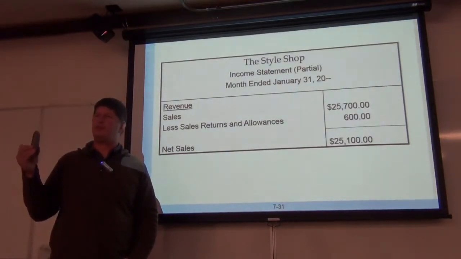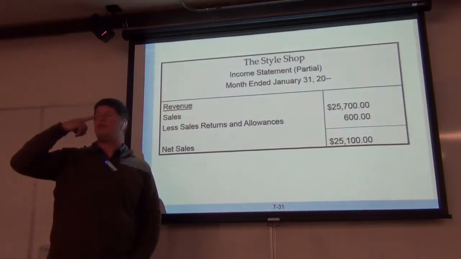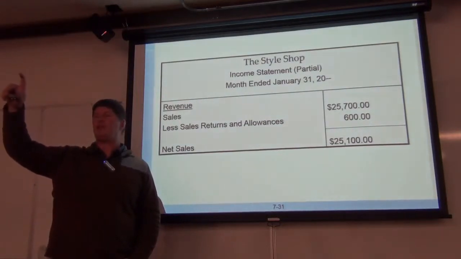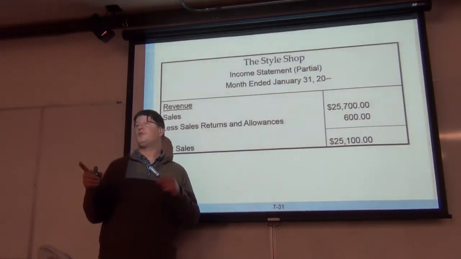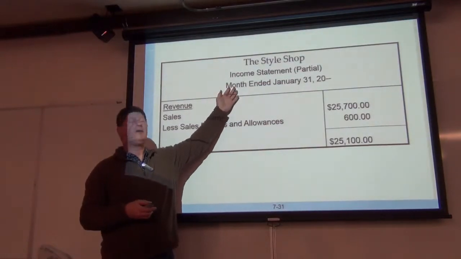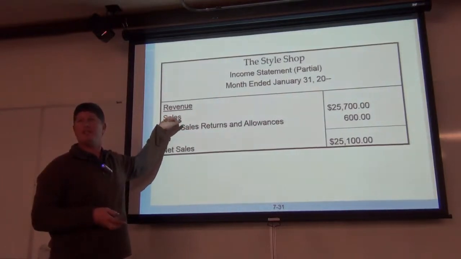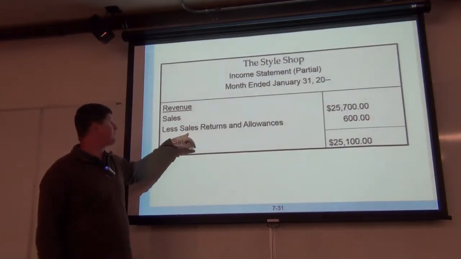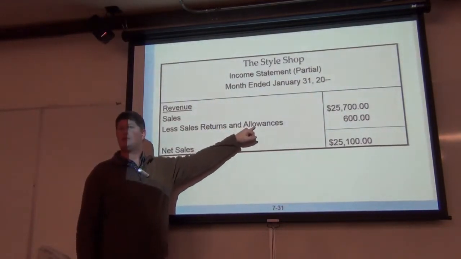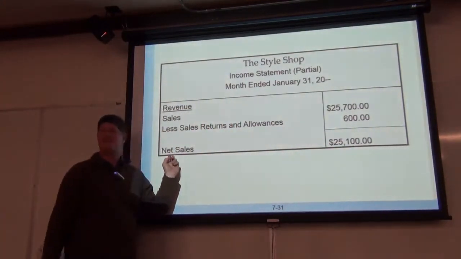Everybody's good with the concept of returns and allowances? So, as I mentioned earlier, when we present equipment and accumulated depreciation on the balance sheet, we're going to start showing a little more detail. Here's an example of what that'll look like, but this is an income statement example. We have revenue, but now we're selling stuff, so we have sales. And then we have our new account, less sales returns and allowances.